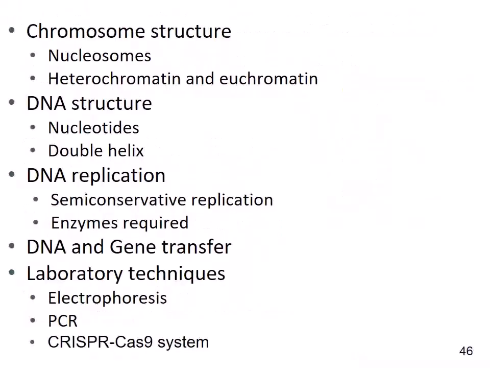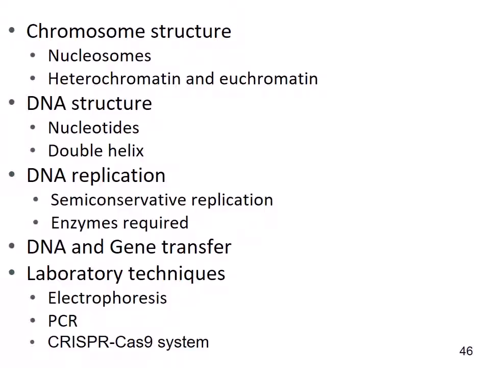So in this chapter, we talked about chromosome structure. In particular, we have nucleosomes that are wound around histones. Make sure you know the difference between heterochromatin and euchromatin. Euchromatin is more decondensed or less tightly wound, and so it's actually accessible for producing proteins.